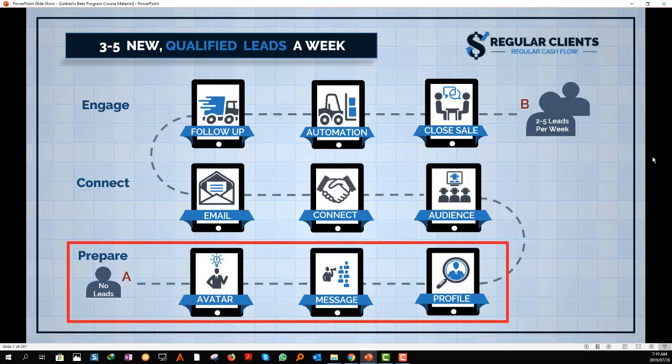So the first piece that we need to consider is the preparation, and really that's what today is all about. So we're looking at our ideal client avatar. That's the first item there. That's just fancy marketing speak for ideal client.